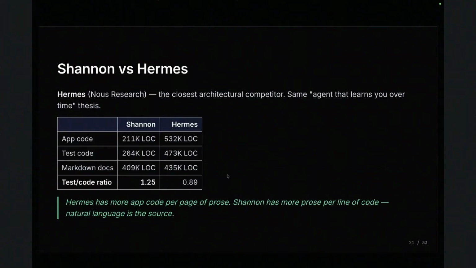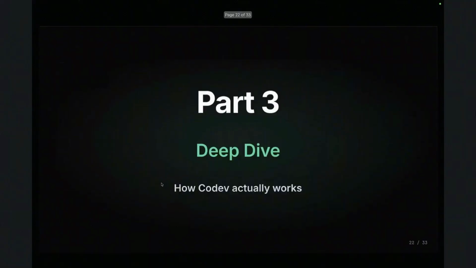But to give you some idea of the comparisons, right? It's not unusually large. Hermes was built by about 7 people, Shannon by about 2 people. But you can see things like our test ratio is much higher and our documentation ratios are much higher. But the actual size of the code for similar functionality is not out of control.